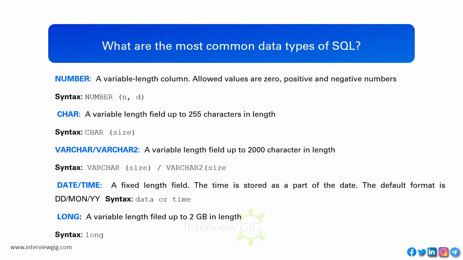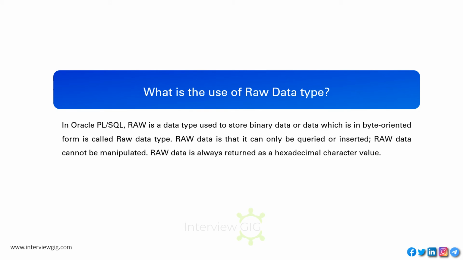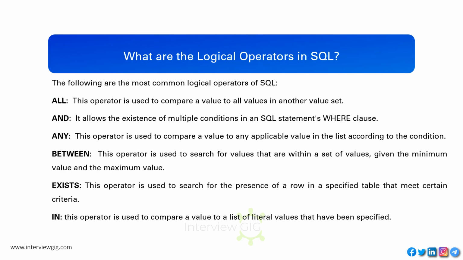Syntax: long. What is the use of raw data type? In Oracle PL/SQL, raw is a data type used to store binary data, or data which is in byte-oriented form. Raw data can only be queried or inserted. Raw data cannot be manipulated. Raw data is always returned as a hexadecimal character value.